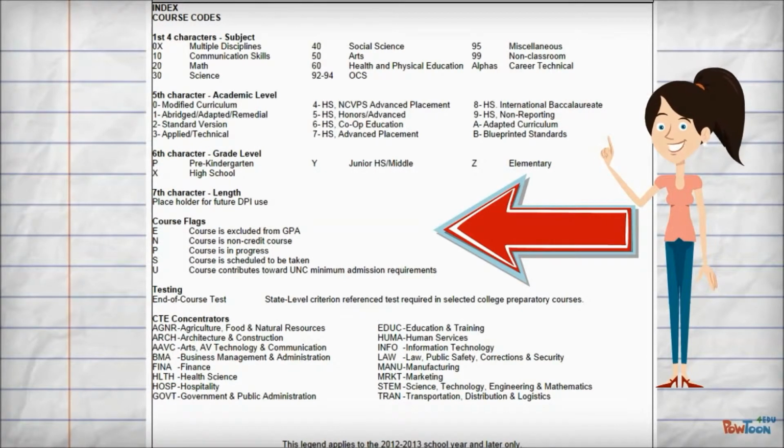The last page includes index course codes, which helps to explain some of the codes and flags that are found on the previous pages of your transcript.